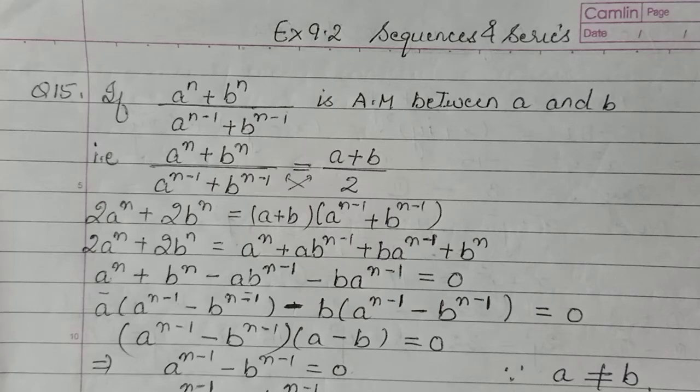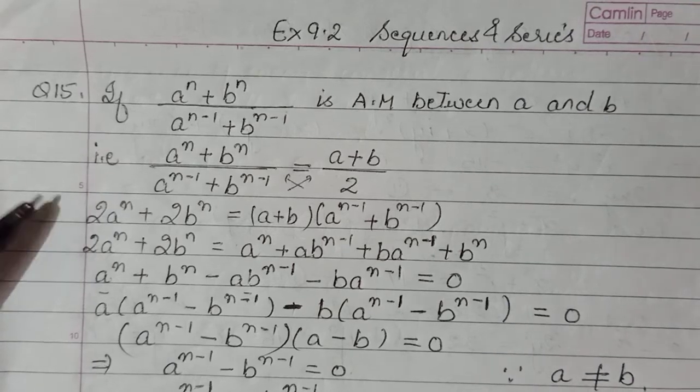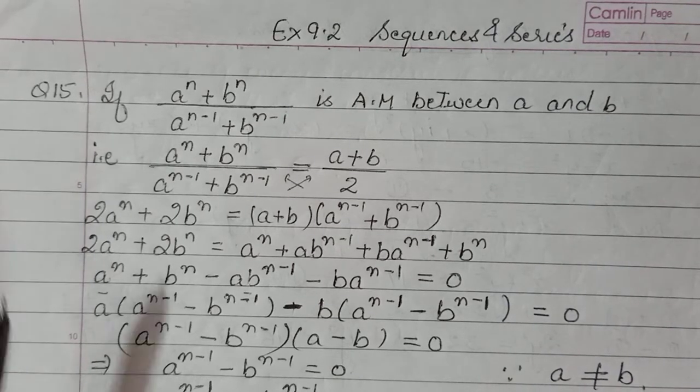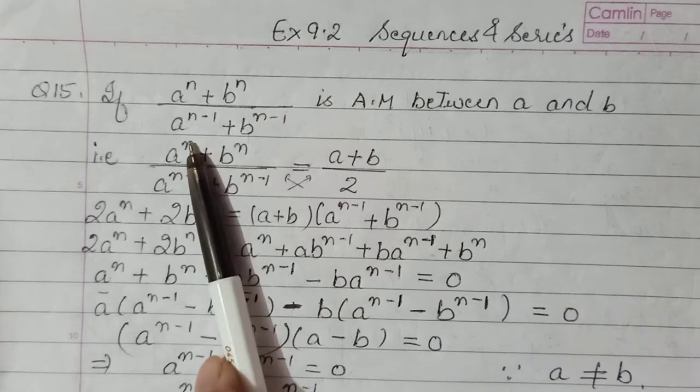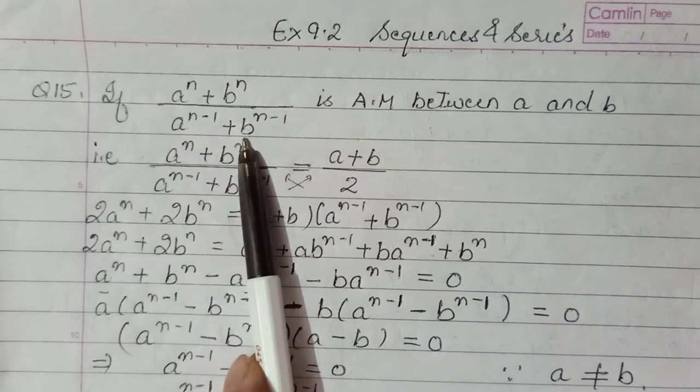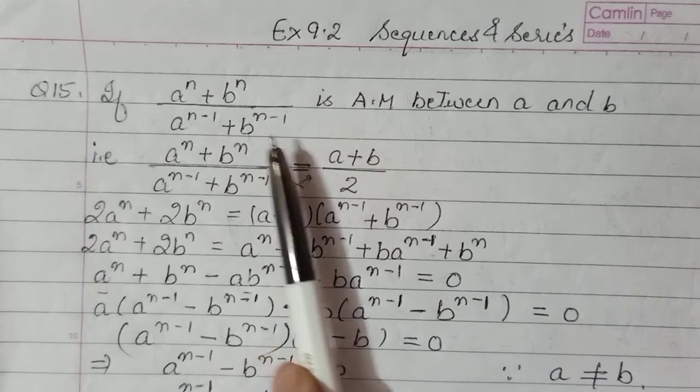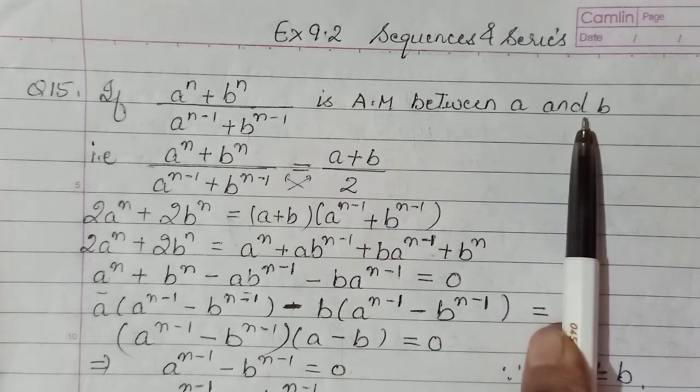Class 11, sequence and series, exercise 9.2. There were a few problems to be discussed. So question number 15, in which you were told that this expression, (a to the power of n plus b to the power of n) upon (a to the power of n minus 1 plus b to the power of n minus 1), is suggested as the arithmetic mean between two numbers a and b.